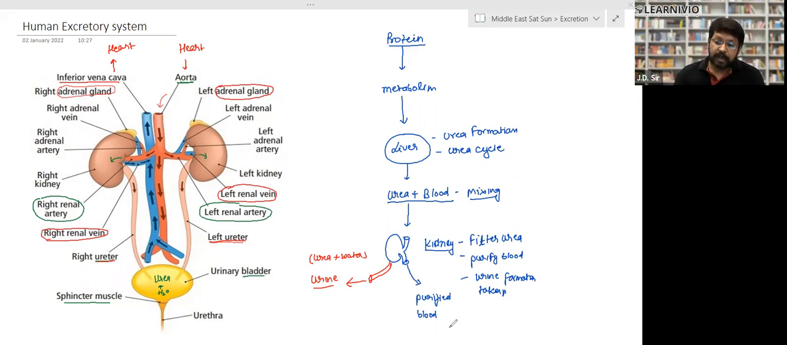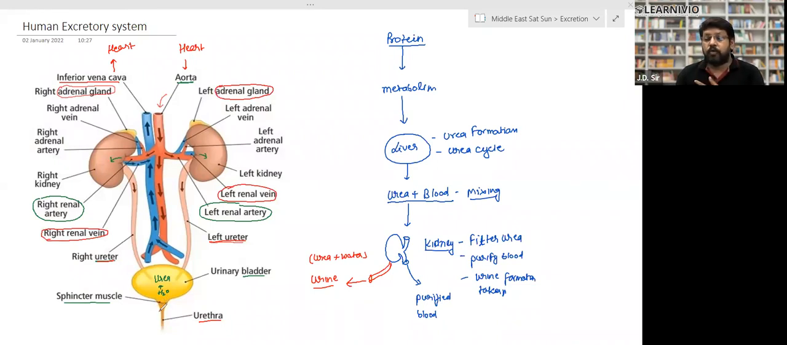Even in the last class, I mentioned that the urinary bladder has an opening that is called the urethra. The urethra is the pipeline which is responsible for removal of urine from our body, right? This urinary bladder has two wall-like structures called sphincter muscles. So primary sphincter and secondary sphincter. These sphincter muscles guard the urinary bladder.